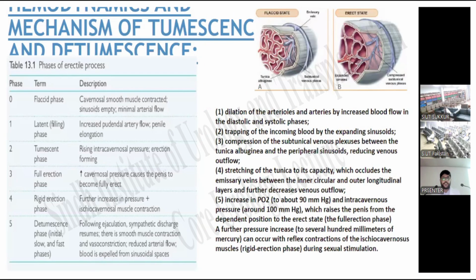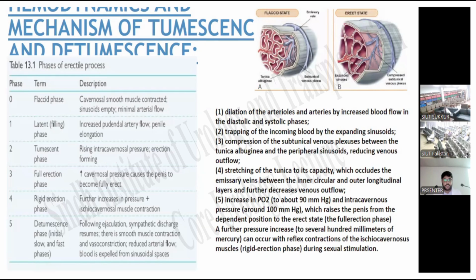Hemodynamics and mechanism of tumescence and detumescence. Phases of the erectile process. Flaccid phase: cavernosal smooth muscle contracted, sinusoids empty, minimal arterial flow. Latent filling phase: increased pudendal artery flow, penile elongation. Tumescent phase: rising intracavernosal pressure, erection forming.